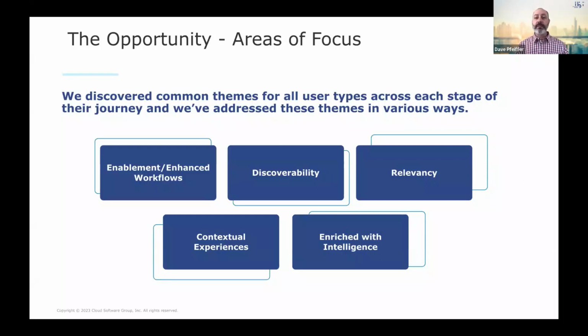Relevancy: how can the system put things that might be pertinent to me, the work that I'm doing, the types of other similar roles who are looking for content? How can the information that I see in the platform be more relevant? Contextual experiences, again, personalized to me. It knows who I am and what I do, and it's surfacing those types of things, so it feels more personalized. And of course, everybody wants it to be enriched with intelligence.